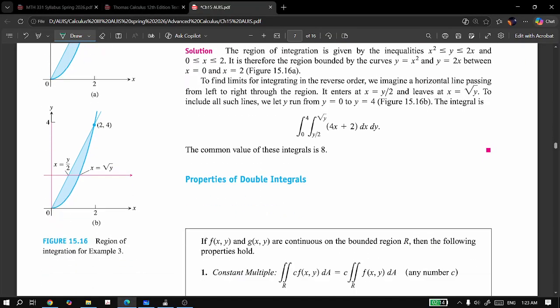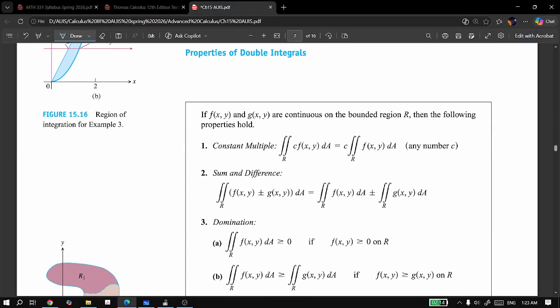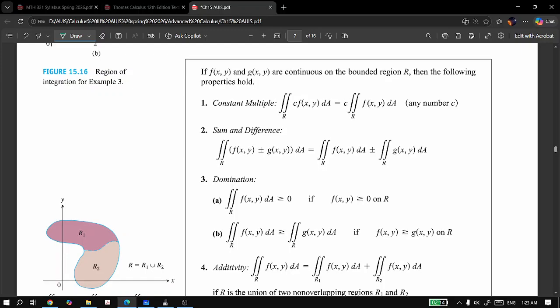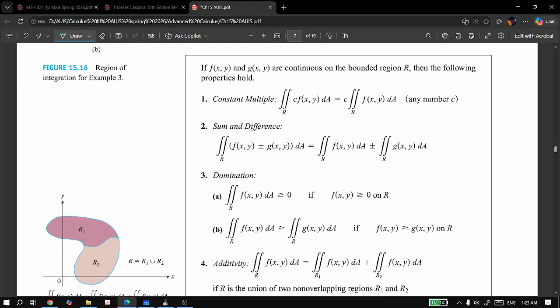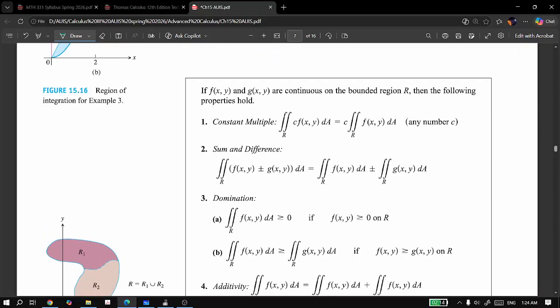We are moving to what? Properties of double integration. For properties of double integration, it is the same thing as we have studied in single integration. What does it say? The first one, of course, we have f of x and g of x as continuous functions on the bounded region that we're finding the integral on.